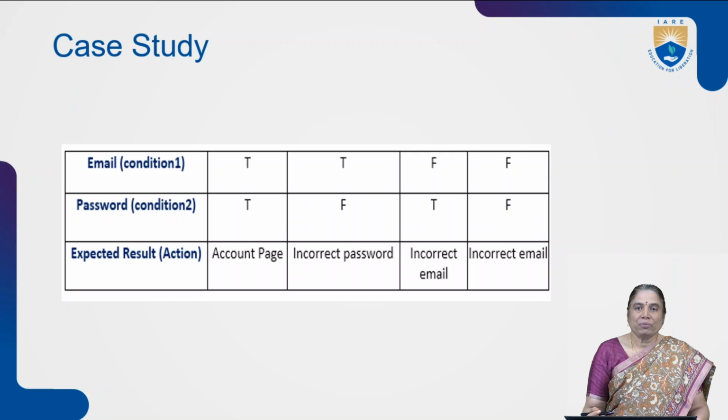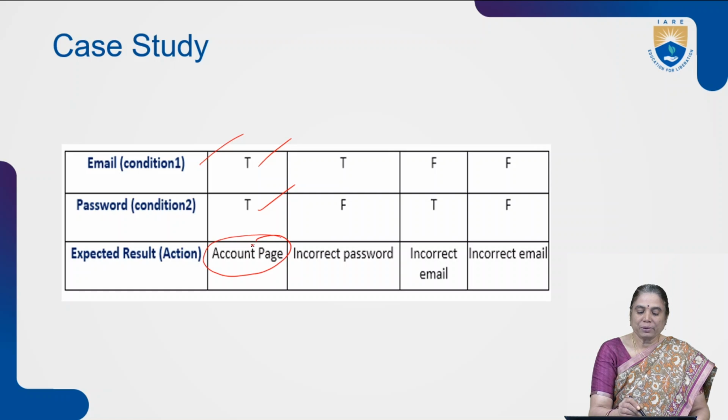The decision table for this scenario is as follows. If the username in the email is correct and the password is also correct, then the expected result is that the account page must be displayed. The two conditions that are going to be tested are listed here in the conditions tab. This is the action that can be implemented based on the condition matching. Here email is tested true and password is also tested true. Then the expected result is that the user can access the account home page.